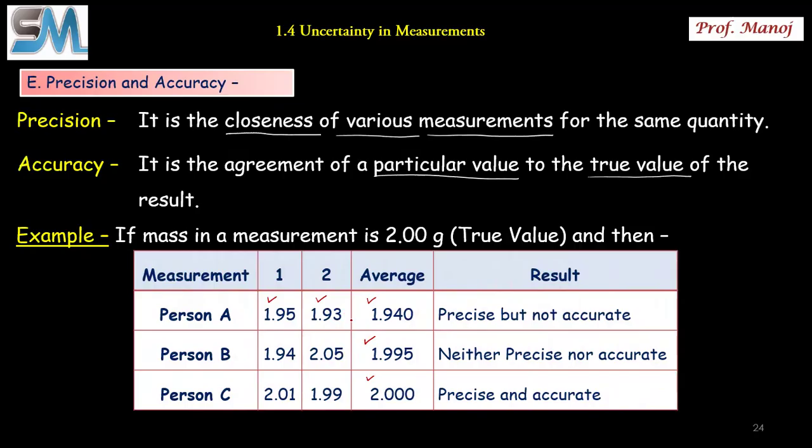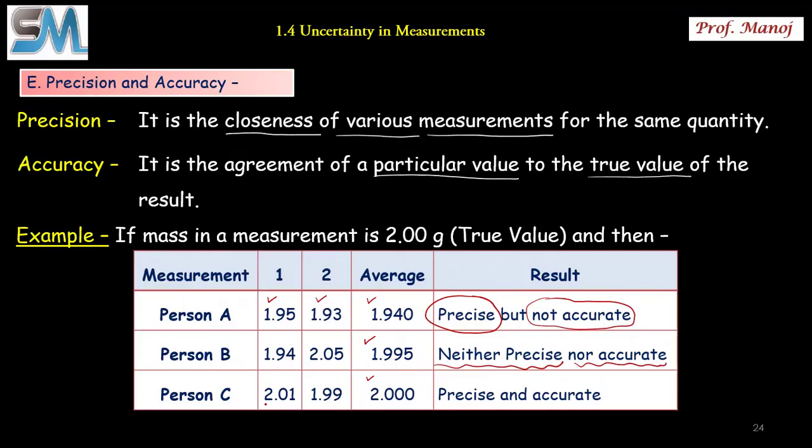So you can see the difference here. Person A's measurement 1 and measurement 2 were coming very close. So coming to the definition, closeness of measurement, we can say his measurement is precise, but it is much away from 2.00. So we say it is non-accurate. Second person's measurements are different, 1.94, 2.05. So they are neither precise, and even they are not exactly at the true value. So not accurate also.